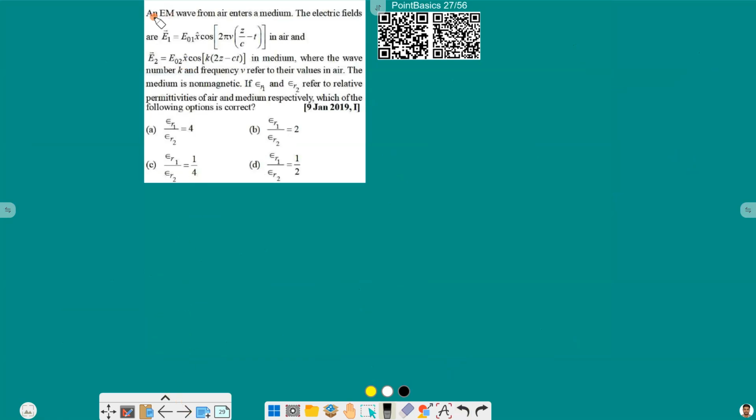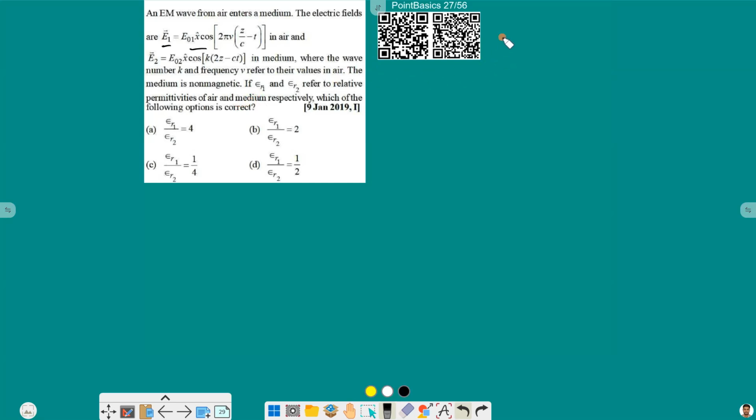So here we have an EM wave from the air entering a medium. The electric field E1 is given by this expression in air and in medium, where the wave number k and frequency ν refer to their values in air. The medium is non-magnetic. If ε_r1 and ε_r2 refer to the relative permittivity of air and medium respectively, which of the following options is correct?